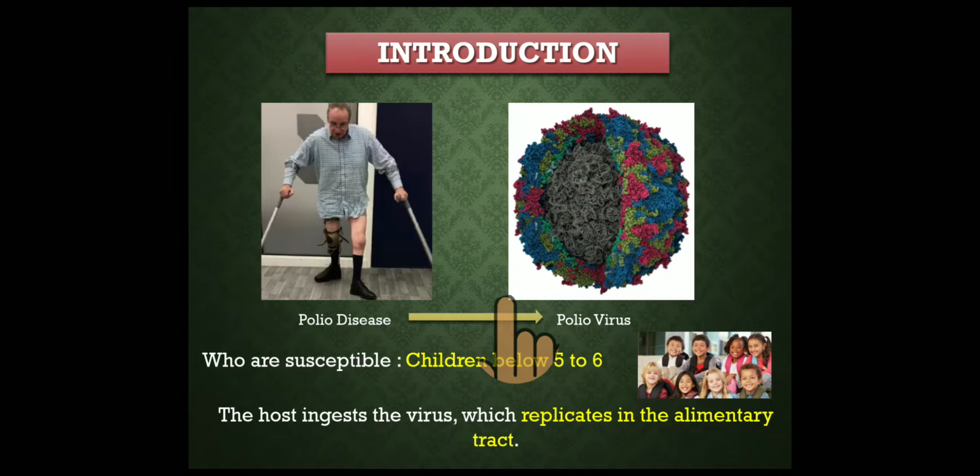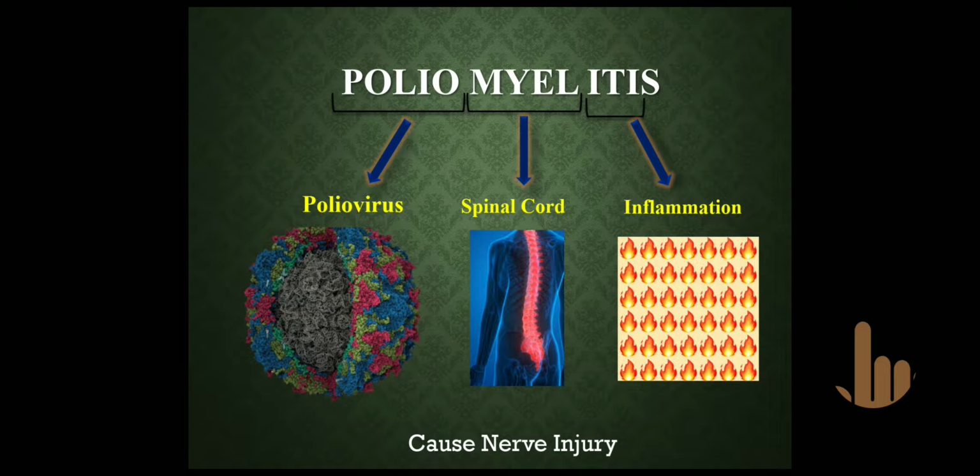Today we will discuss poliovirus. Poliovirus generally creates a disease that is called polio disease, and this virus is very susceptible towards children at the age of 5 to 6. It is also known as poliomyelitis.